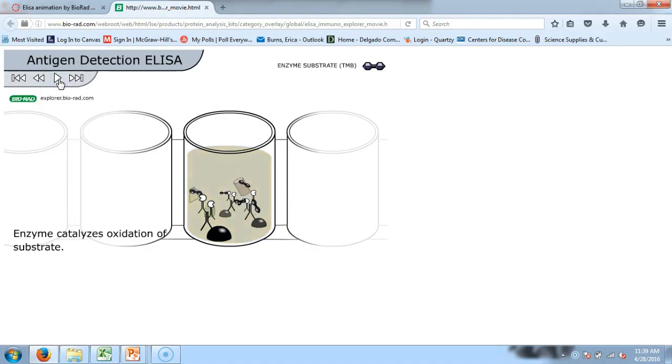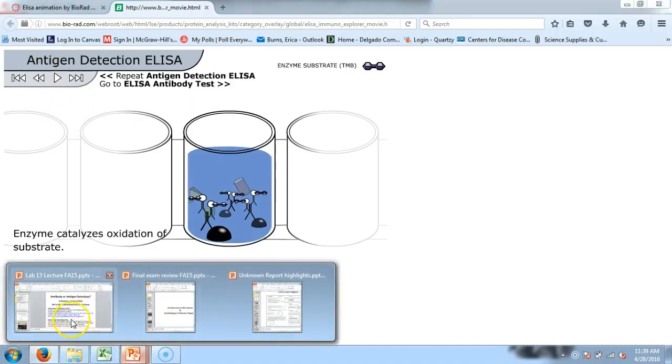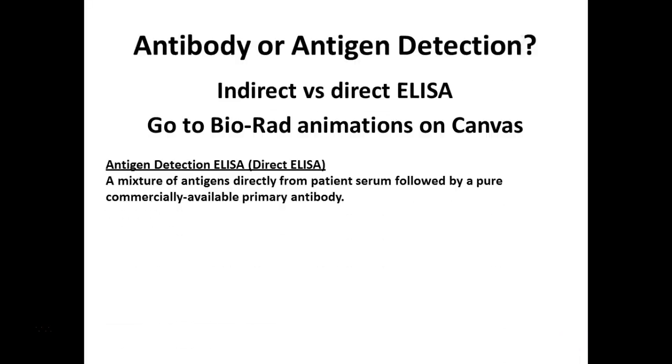Same thing, it just depends on what's the test sample. Is it the antigen we're looking for, or is it the antibody? Right, today it's the antibody. So, if we were doing antigen detection, which is commonly referred to as the direct ELISA, right, we want to know, is the antigen there? So we're going to use a purified, commercially available antibody that's only going to bind to that antigen we're looking for, right?